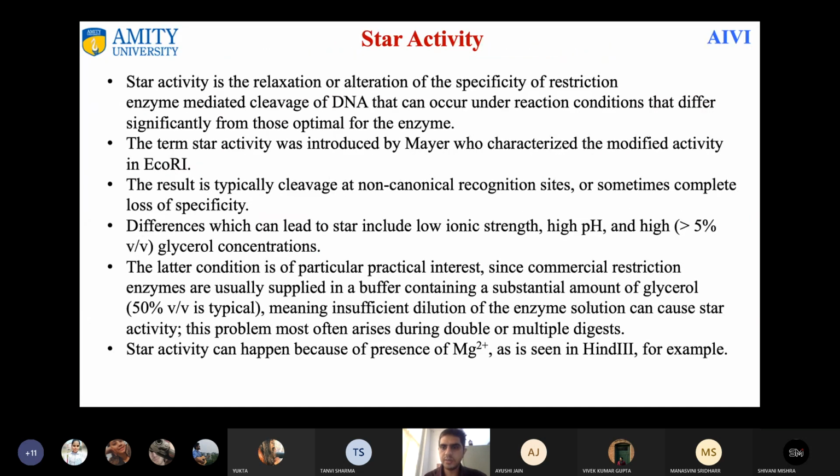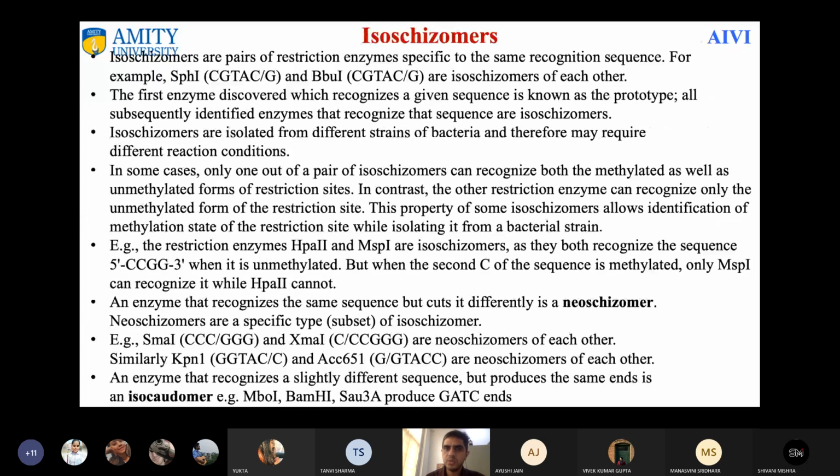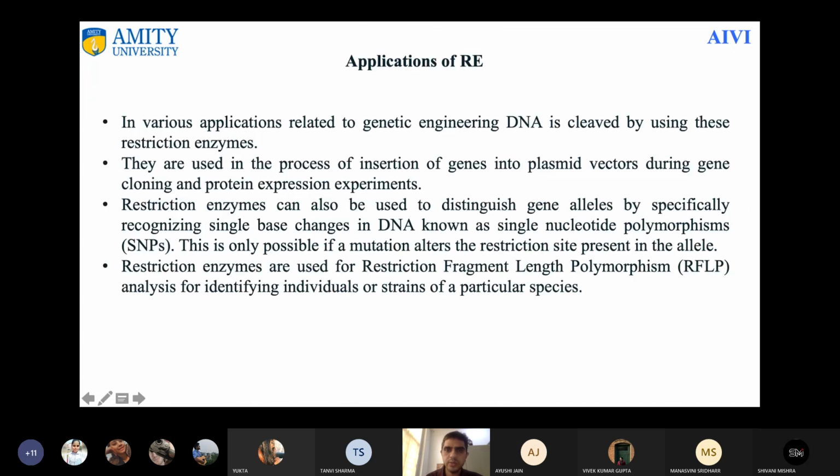Then we talk about star activity, that is recognizing a non-specific sequence; this non-specificity in your enzyme we call star activity. Then we talk about different isomeric forms. Isomerism here is on the basis of the recognition sequence, the type of cut they produce, or the source you get them from. For that you have isoschizomers, neoschizomers and isocaudomers. They are the different types we can discuss. Then we talk about the application.